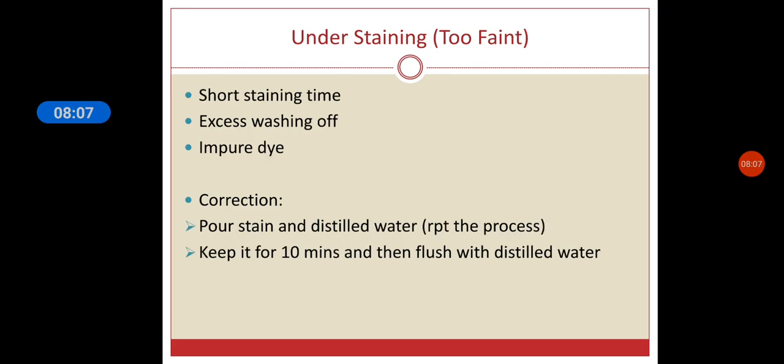Then what will you do if it is understained? As the name implies, it is too faint, right? So definitely it requires more staining. So you repeat the process again. Keep it for 10 minutes and then you flush it with distilled water. So why is there understaining? Because of short staining time, or because of excess washing off, or because there is some defect in the dye, or the dye is impure, or the dye is too old. All these things can cause understaining.